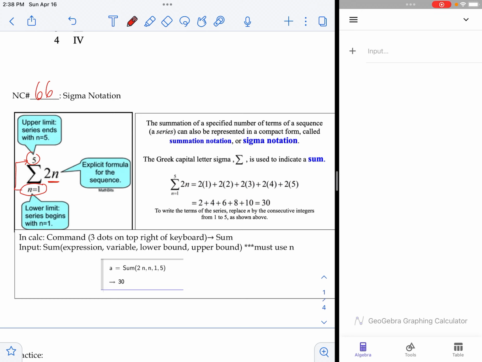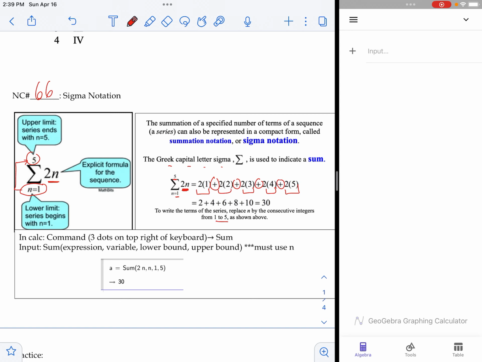So the summation of a specified number of terms of a sequence could also be represented in a compact form called summation notation or sigma notation. The Greek capital letter sigma is used to indicate a sum. So this is what it looks like if you write it out. Using this expression, plug in every number from 1 to 5. So 2 times 1, 2 times 2, 2 times 3, all the way to 2 times 5. And you add the answers to each of those together. So it could be a lengthy process. To write the terms of the series, replace n by the consecutive integers from 1 to 5 as shown.